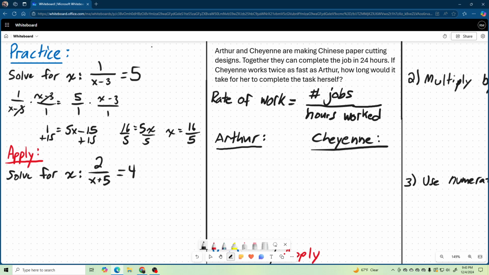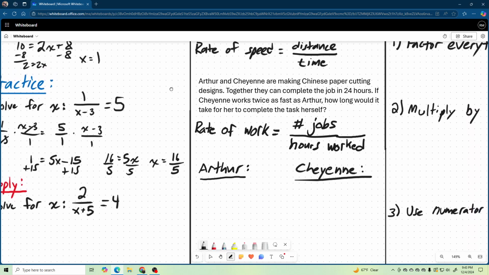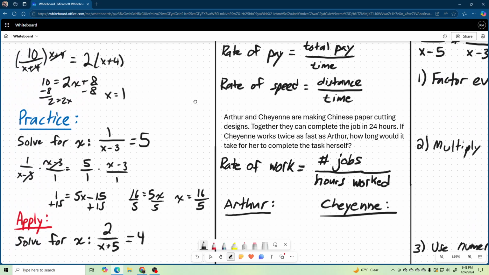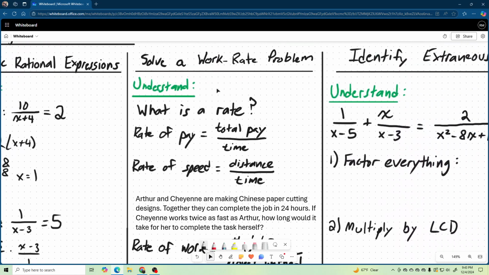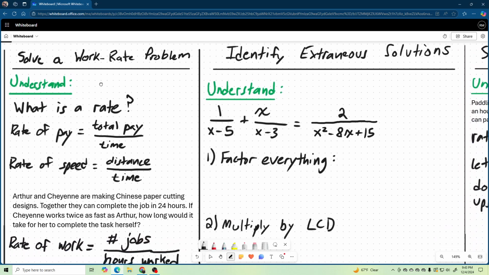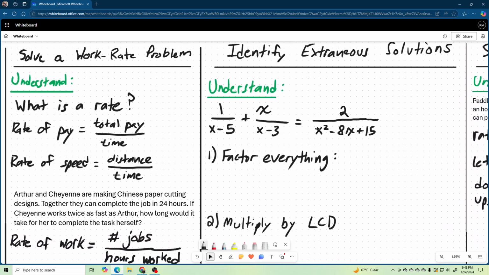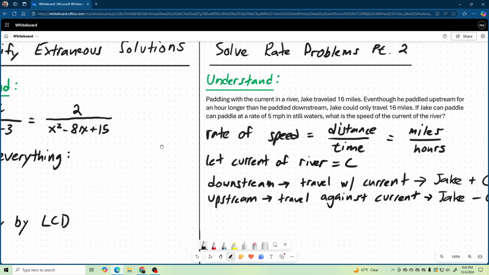I will leave the apply for you guys. Go ahead and give it a shot, and if you'd like to, you can pause the video, and see if you can follow along with the same pattern there. All right, so we're going to get into a word problem. Then we're going to go back into some math, more basic practice problems. And then we're going to get into a more challenging application here at the end.